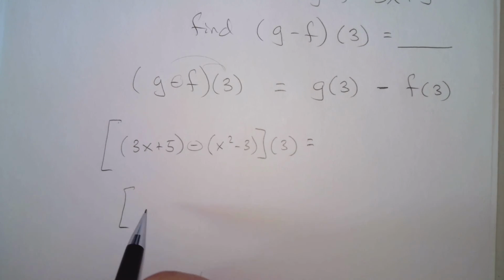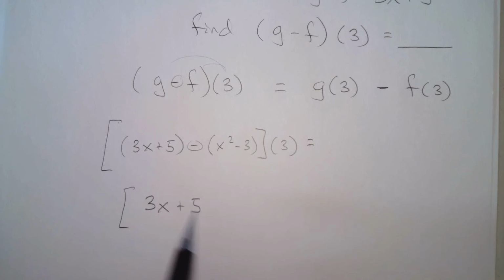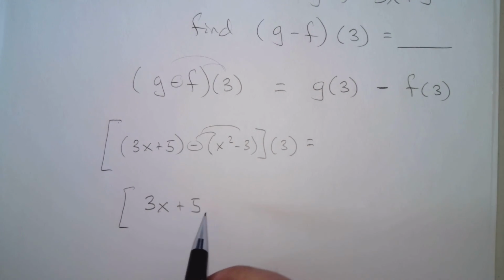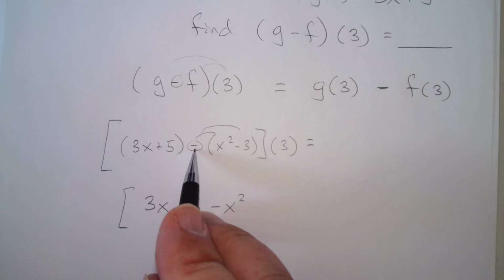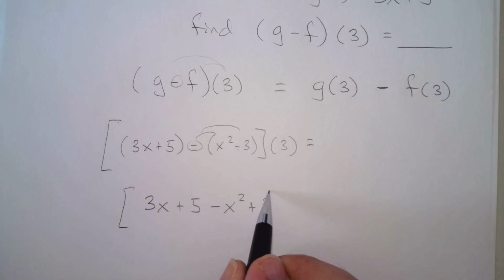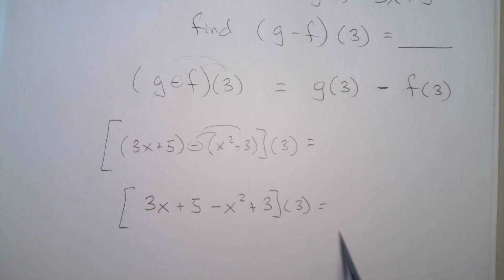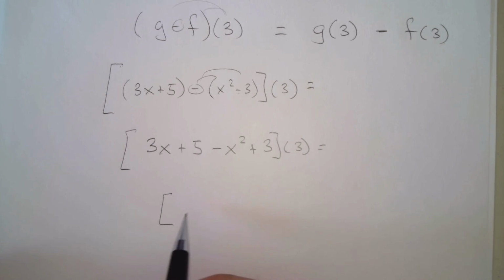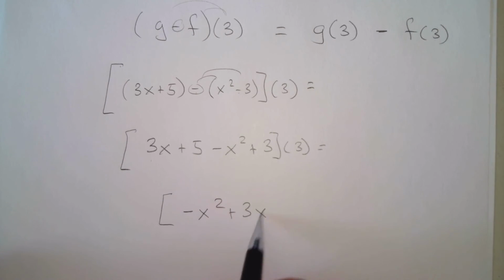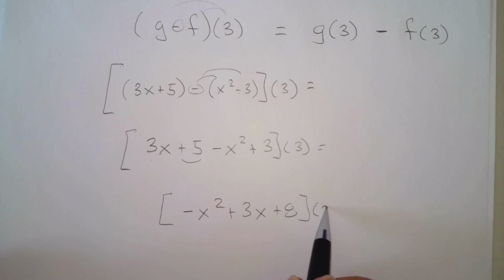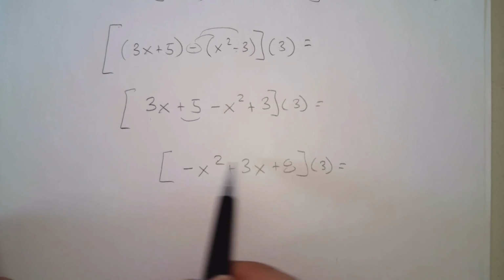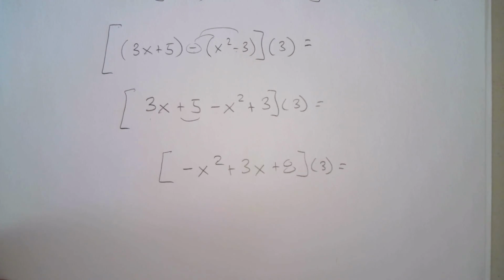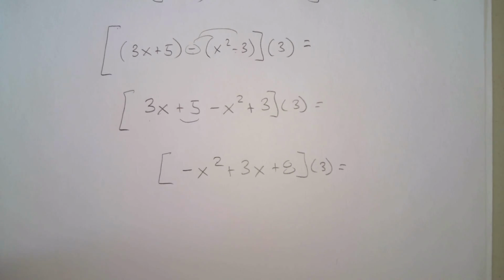Okay, the first one, I drop the parenthesis, 3x plus 5. I got to distribute that negative sign, so it's negative x squared. Negative and negative makes it positive 3. Combine like terms. I have a negative x squared plus 3x. 5 plus 3 is 8. Notice how I put it from the highest exponent to no exponent. This will be second nature to you as we go on.